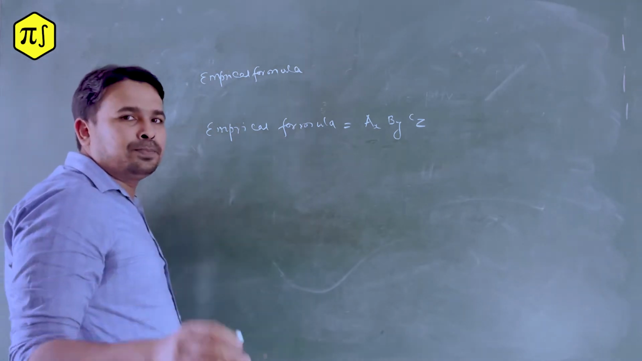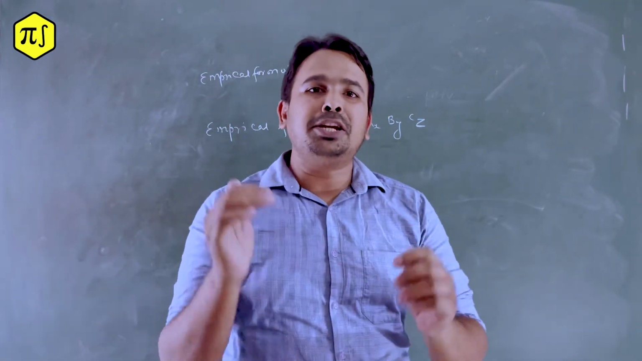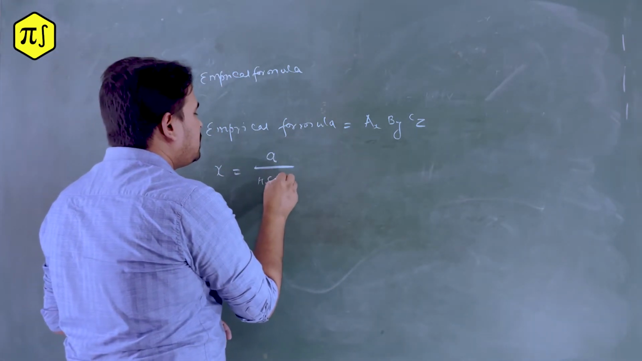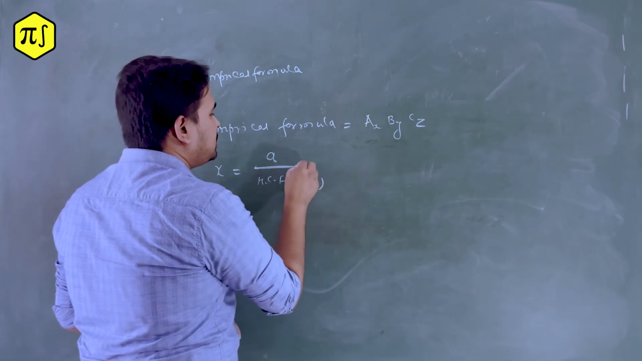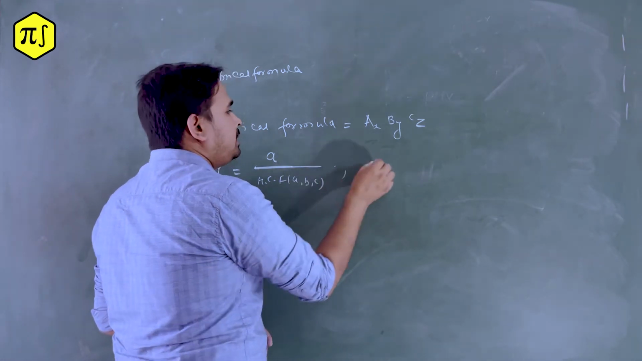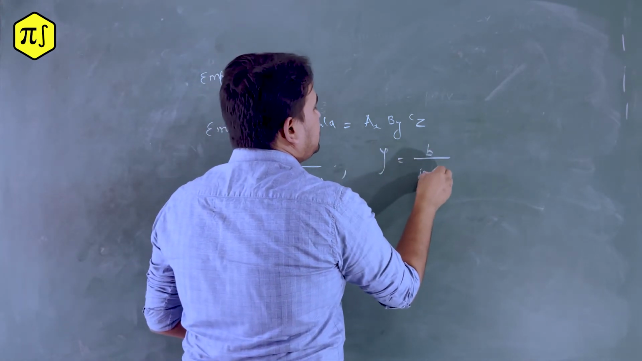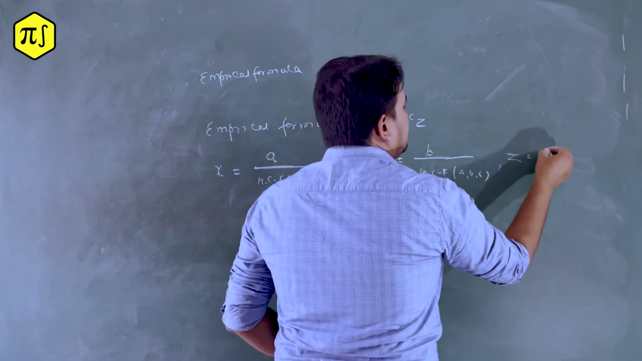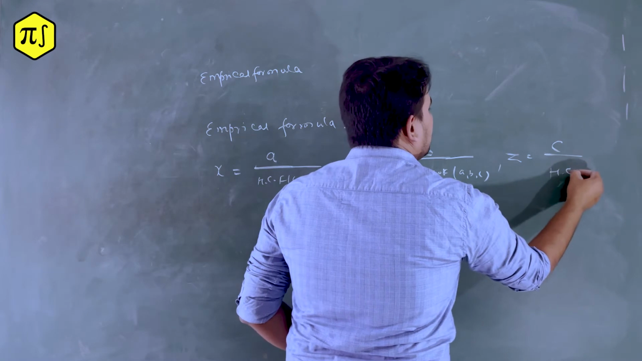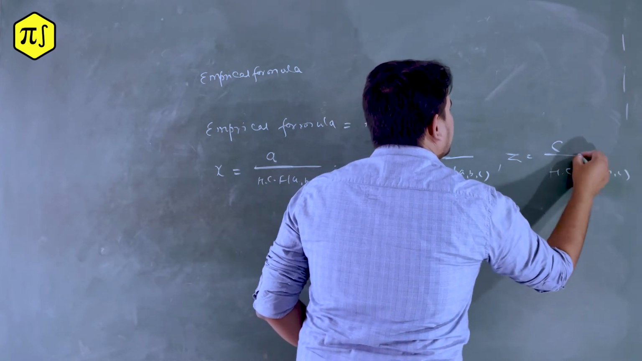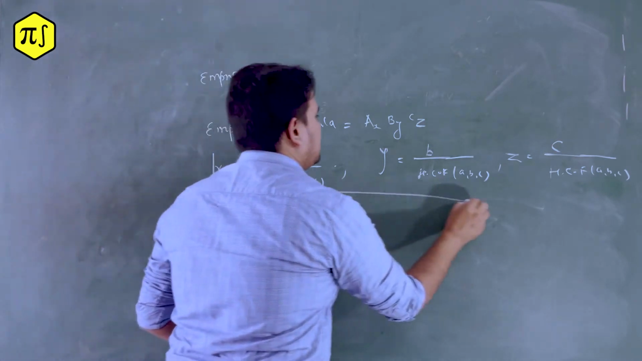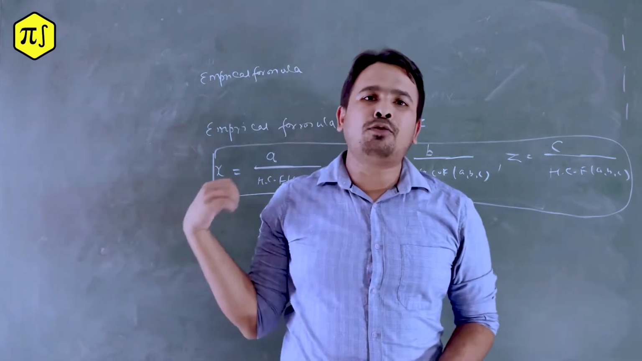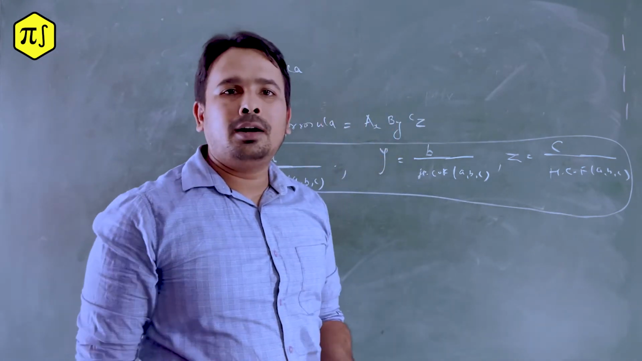And one more interesting thing, note down this relationship. What is x, guys? x is a divided by HCF of a, b, c. y is b divided by HCF of a, b, c. And z is c divided by HCF of a, b, c. So if you are given the molecular formula, you can calculate x, y, z this way, and then derive the empirical formula, right?